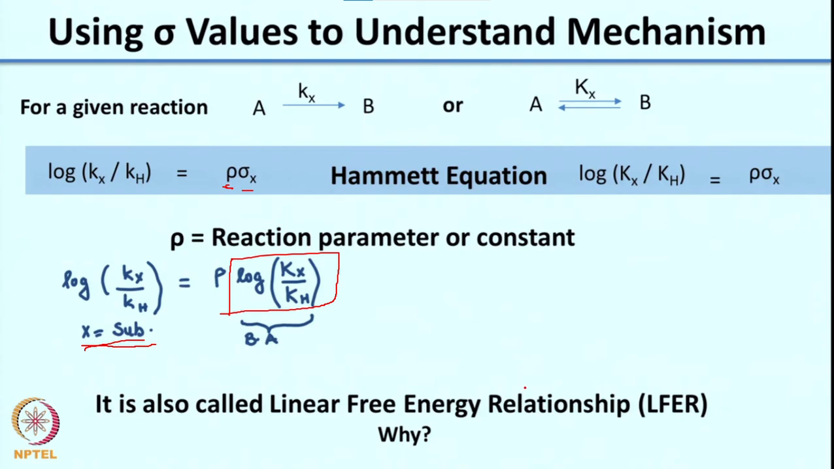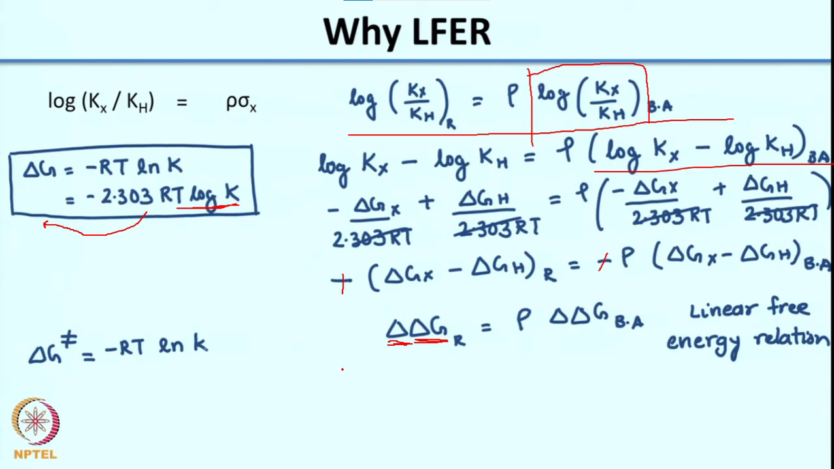Then we have done the Hammett equation, where log kx by kh equals rho sigma x. The Hammett equation is this one only, because this sigma x is for benzoic acid, and this rho value is the slope of the graph, and this is the substrate value, right? So it is also called a linear free energy relationship, and we have discussed why it is called a linear free energy relationship, because in terms of free energy, linear free energy, we have derived the equation.